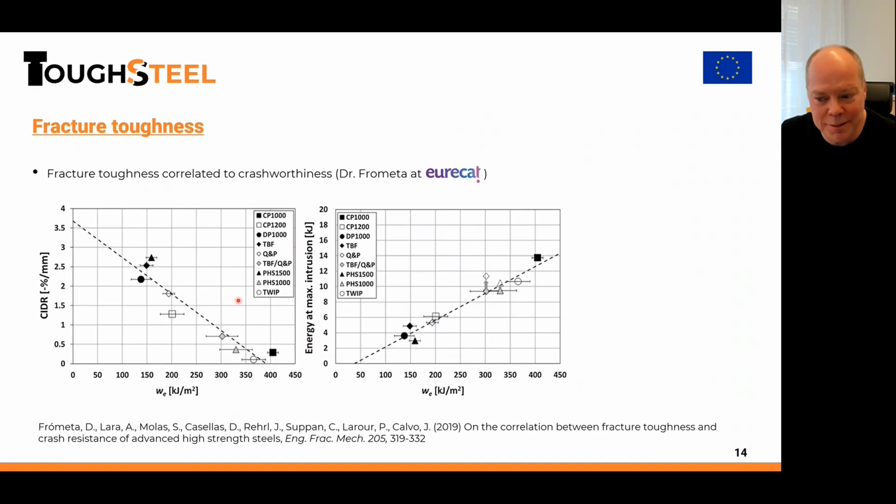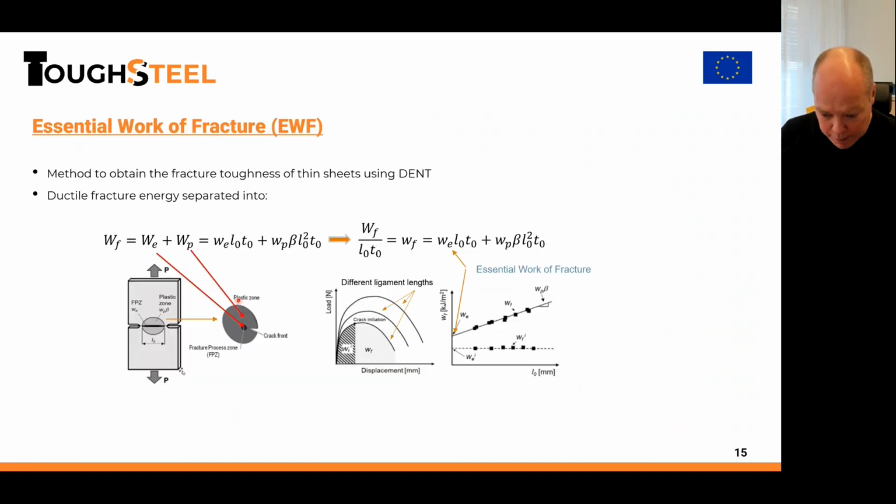However, as the first presenter, David Frometta, showed, we could see some correlation between the fracture toughness and the energy absorbing capacity. And this is, of course, a good motivation to utilize the essential work of fracture method for high loading tests as well. But just to mention a few words about essential work of fracture, once again, it's a method to obtain the toughness for thin sheets by using double-edged notch specimens.